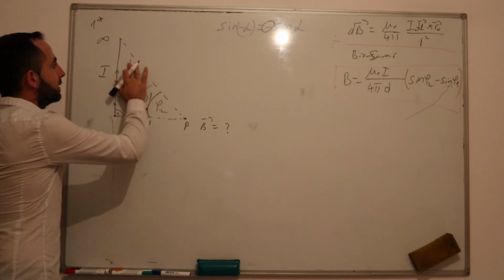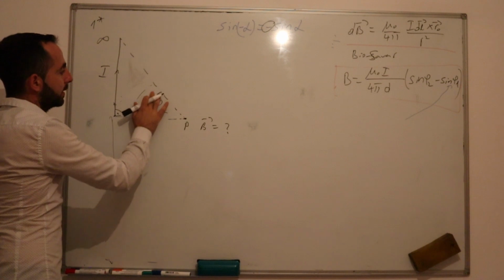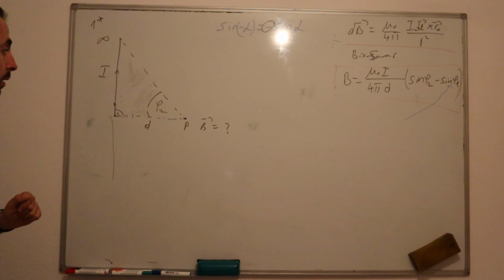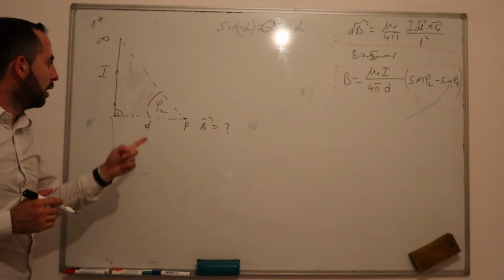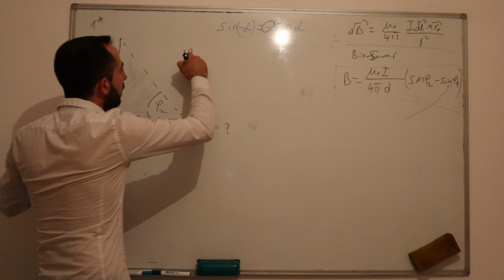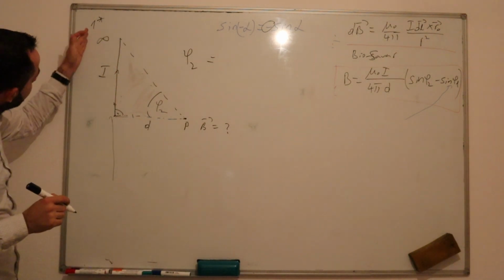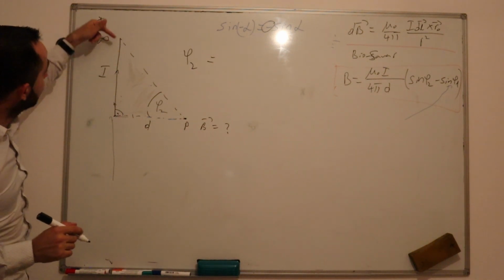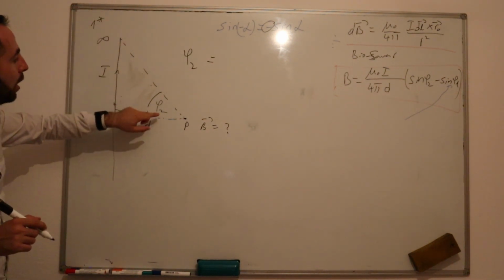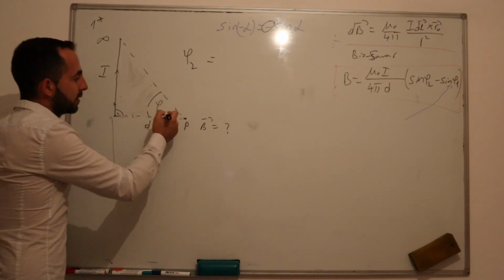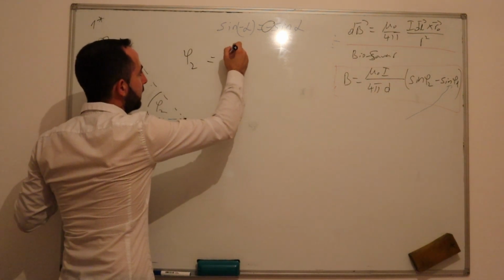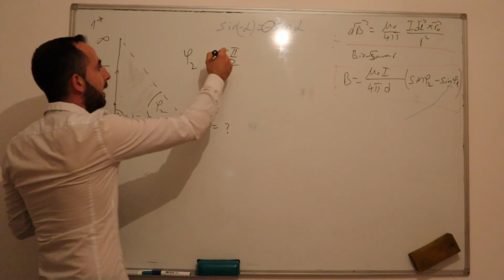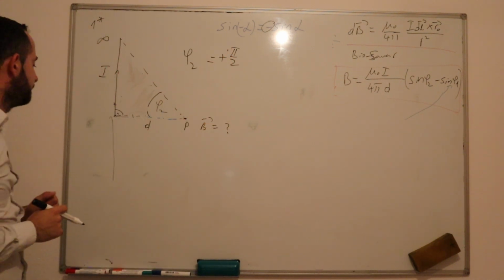But that's not the case. The case is this. But what is the angle phi 2? Phi 2, because it said this is an infinitely long conductor, but it starts from this point. So this is an infinitely long conductor. Once again, we have from the previous case that this angle is 90 degrees, because the current comes out from this normal, so it has a positive value.